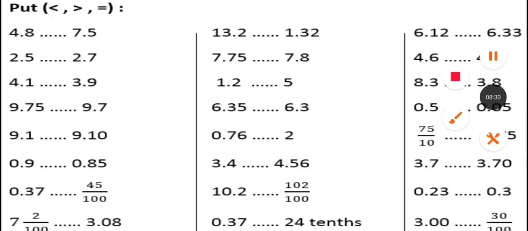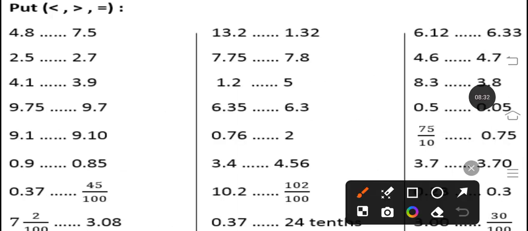4.8 and 7.5. 4 and 7 is less than. 2 and 2, 5 and 7, 5 is less than. Okay, 4 and 3 greater than. 13 and 13 is absolutely greater than 1. 7 and 7, 7 and 8 less than.